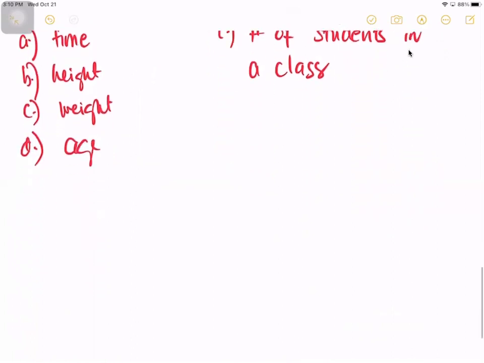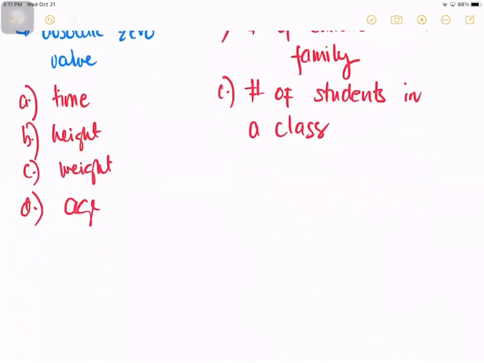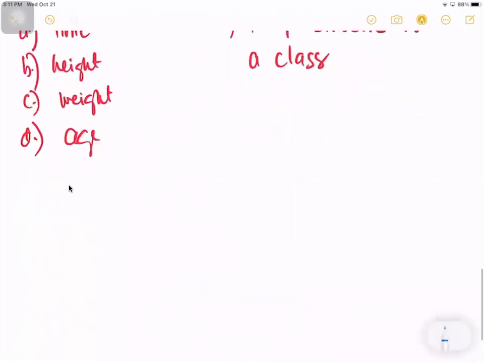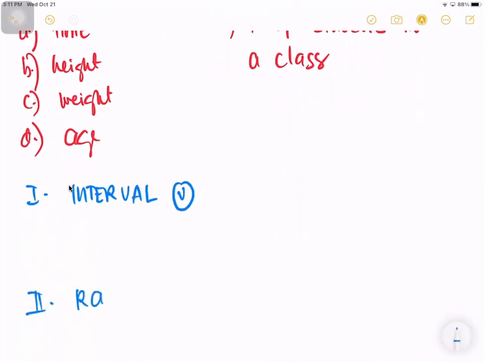Now, I forgot to include that under your continuous variable, there are two specific types of variables. Let me put it here. So we have first your interval variable, and then we have your ratio variable.